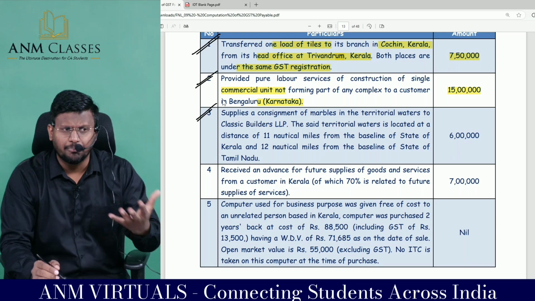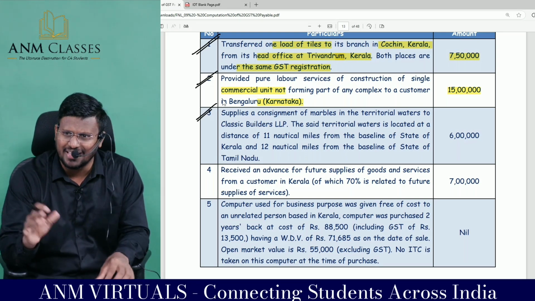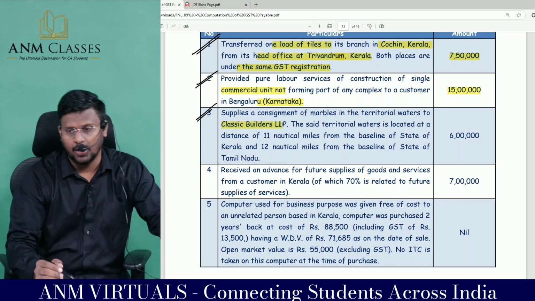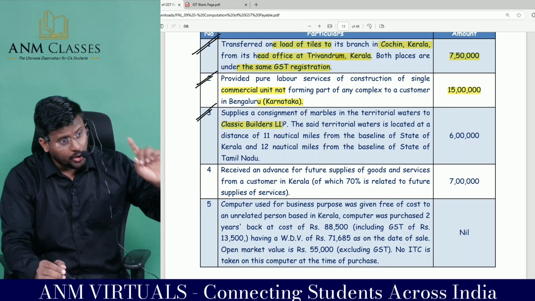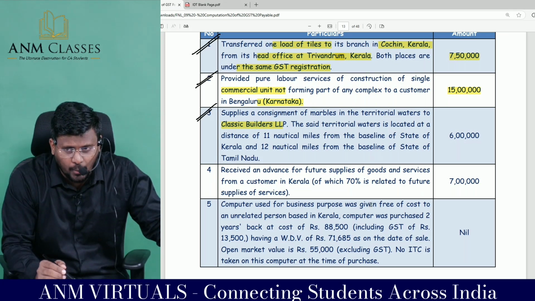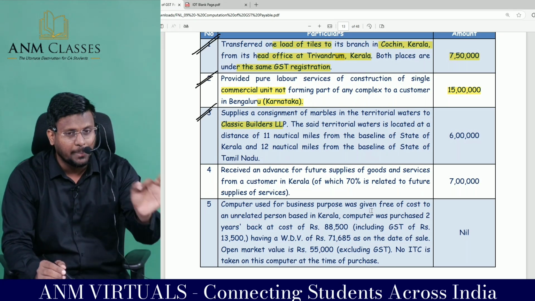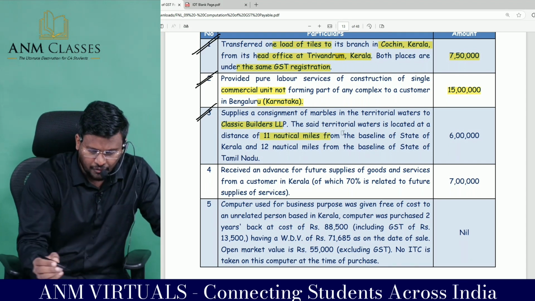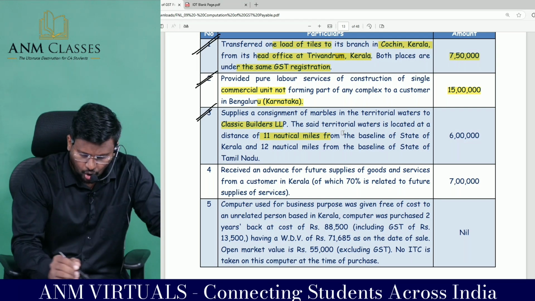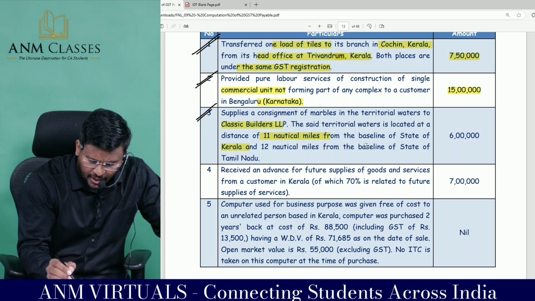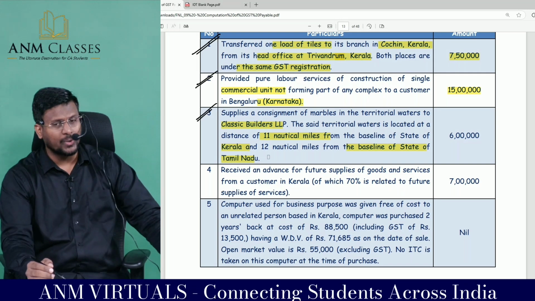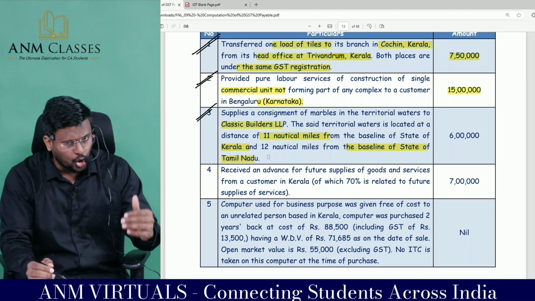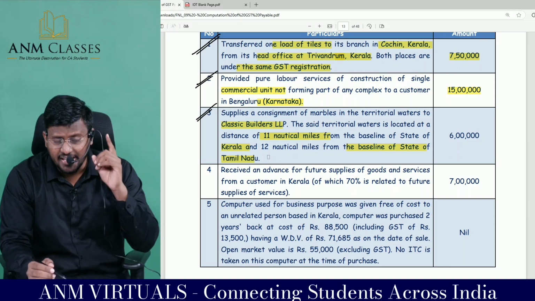Supplies a consignment of marble. Since they are in construction industry, they are selling tiles and marbles and all. In the territorial waters to Classic Builders LLP. If the supply has been made in the territorial waters, the nearest coastal line will be treated as the place of supply. The said territorial waters is located at a distance of 11 nautical miles from the baseline of the state of Kerala and 12 nautical miles from the baseline of the state of Tamil Nadu. Which is the nearest coastal line? Kerala. Supplier is in Kerala. Place of supply is also situated in Kerala. Hence, it's an intra-state supply.